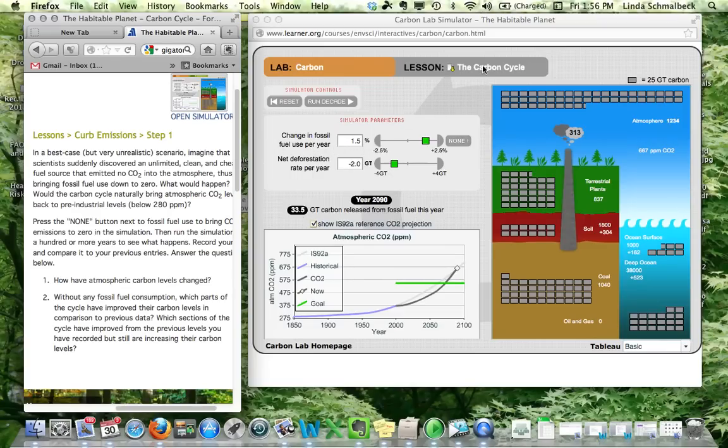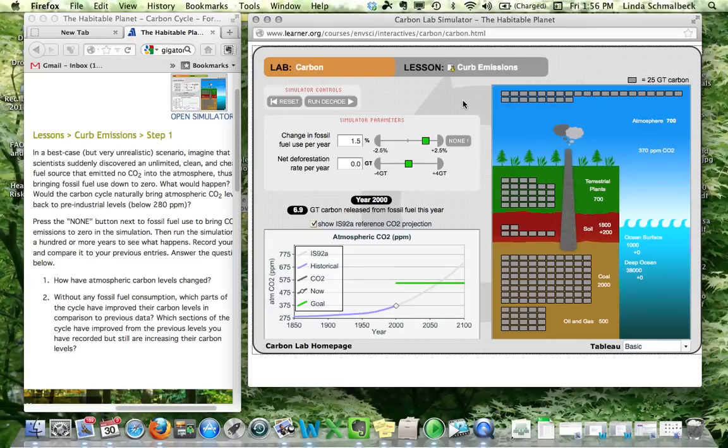So to run the simulator, go up here and make sure you change the lesson. So go to Curb Emissions Lesson. Gives you a slightly different view. And then they're going to ask you to run this model as if there were no fossil fuel emissions. So as if all the gas and oil and coal just disappeared in 2000, what would happen after that? And the way you do that is by pressing none. Here you see this goes to minus 100%, so that there is none, there's zero emissions. And then run the model again and put the data in your table and answer these questions.